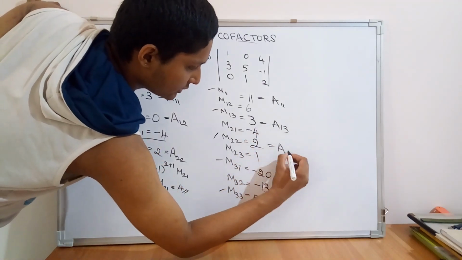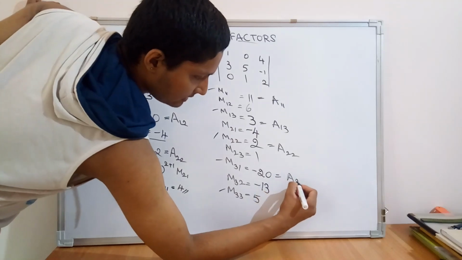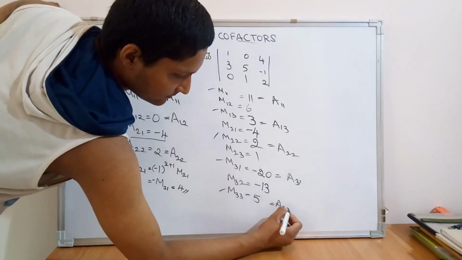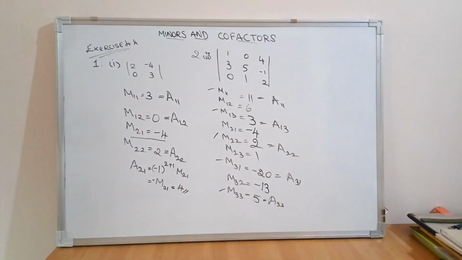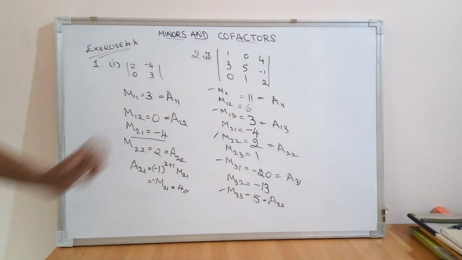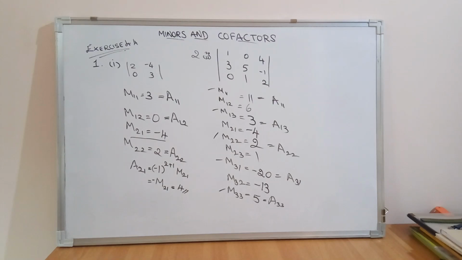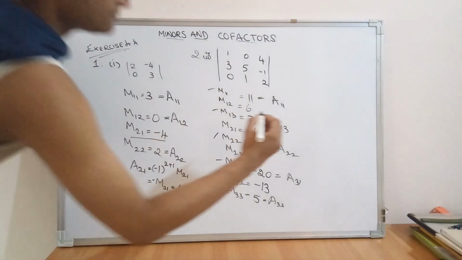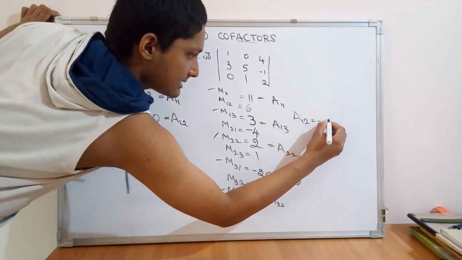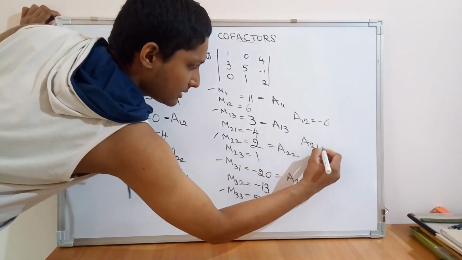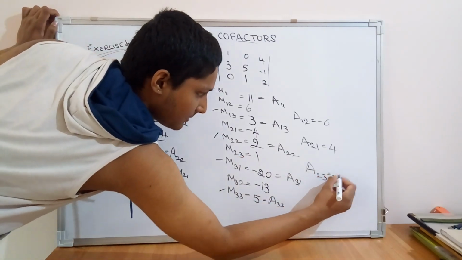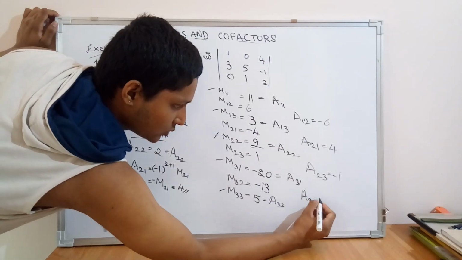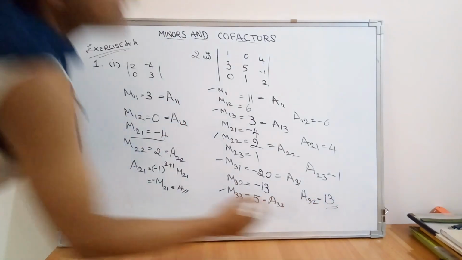Therefore, they are going to be the corresponding cofactors A13, A22, A31 and A33. Okay, that's all about this. So just for the other elements, we are going to change the sign and write the same thing. So what it is going to be here is A12 is minus 6. Okay, then A21 is 4, then A23 is minus 1, and A32 is 13. This is all about finding cofactors.